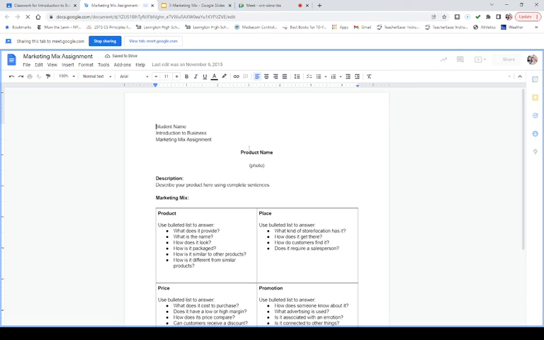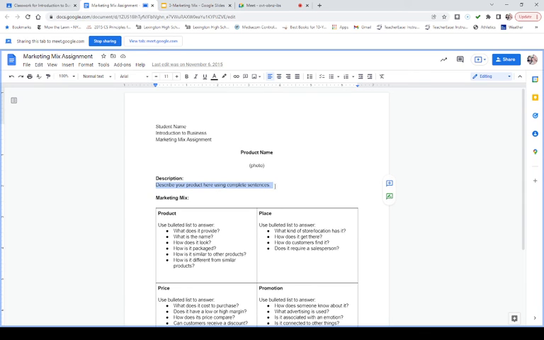What you'll do here is you're going to edit this document. You'll put your name here and you're going to select a product. Pick a product that you know and love, something that's probably on a consumer level, maybe a drink or something that you eat or something else that you purchase to use, and put the product name here and get a photo of it online and paste that here. And then describe the product here. Give me a couple sentences.